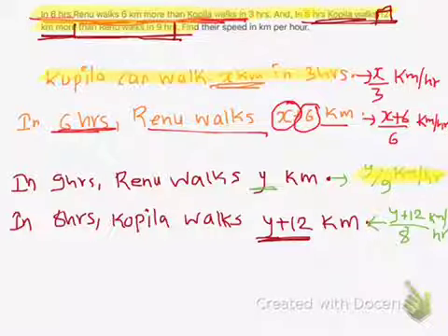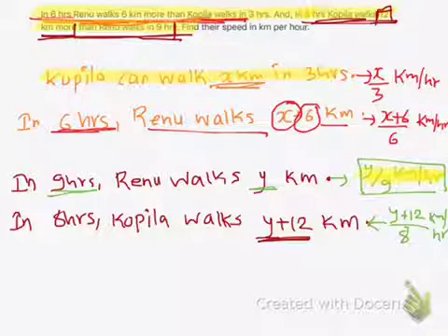Once again, the speed of Renu in kilometers per hour we can write, since we know that Renu walks y kilometers in 9 hours. In 1 hour she walks y divided by 9 kilometers, so her speed is y by 9 kilometers per hour. Similarly, the speed of Kopila in kilometers per hour is y plus 12 divided by 8.